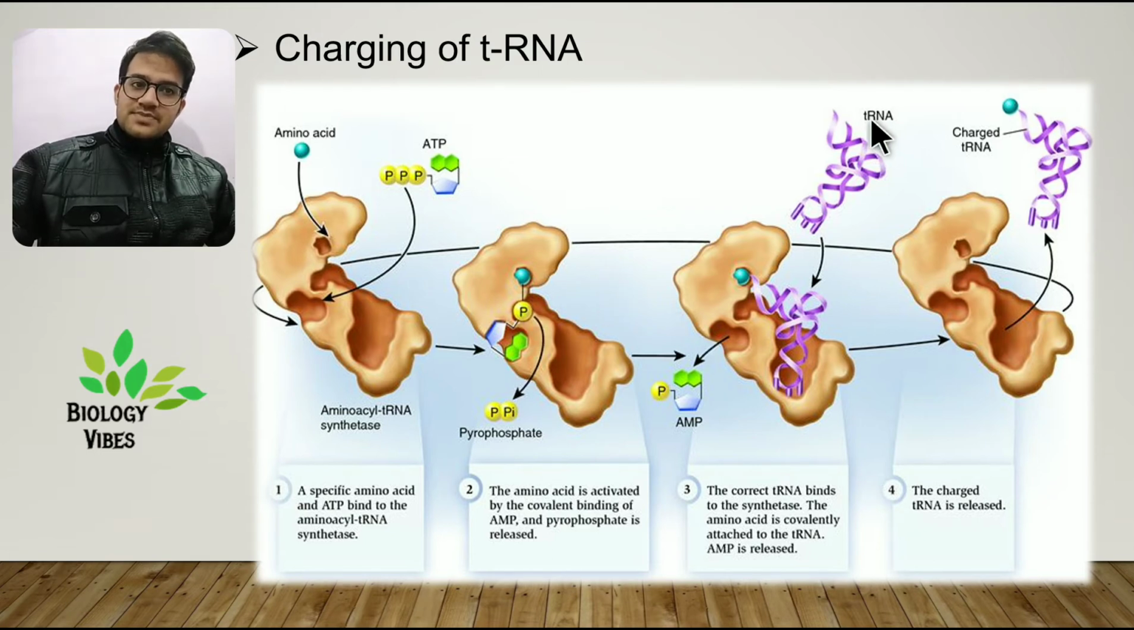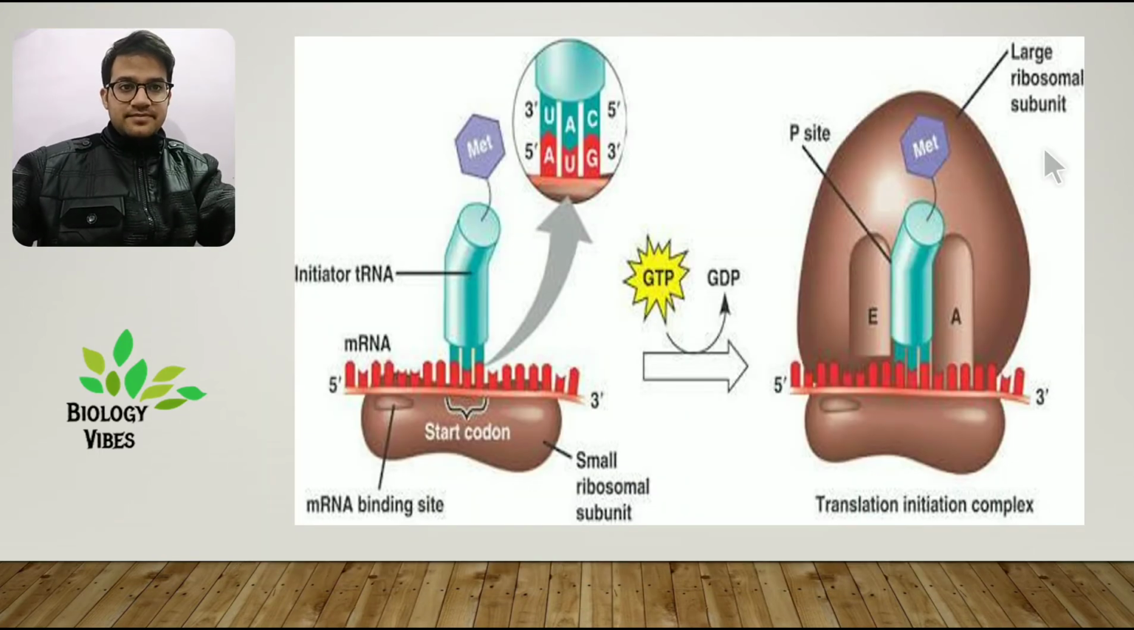Now what happens? A specific type of tRNA that will take up this specific type of amino acid comes into the picture, and AMP is released. If you see, PPi is already released, so what is left? Pentose sugar, adenine base, and just one Pi. That is AMP. So AMP is also released, and finally a charged tRNA, that is a tRNA carrying that specific amino acid, is released. So this was about charging of tRNA.